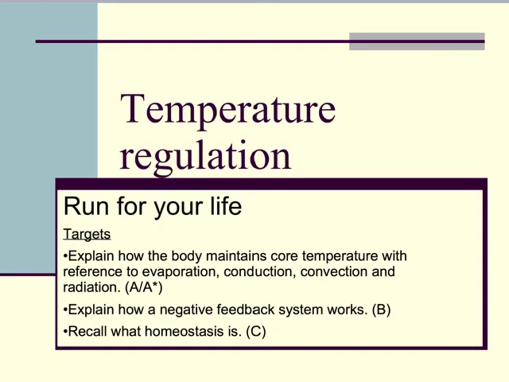So just looking at what I'm hoping you have gotten out of today. For A and A star, hopefully you can explain what each of those terms mean, use those memory tools, and link that to how the body maintains your core temperature, so what mechanisms it has within negative feedback in order to keep your temperature constant. For B grade, explain how a negative feedback system works with reference to the terms stimulus, receptor, effector, and norm levels.